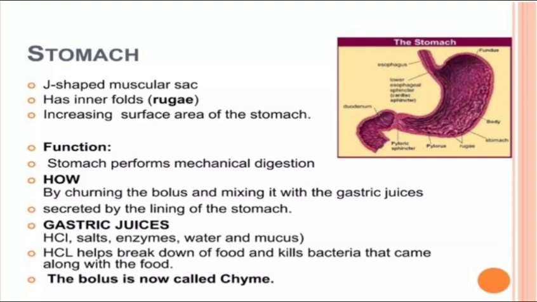Gastric juices: hydrochloric acid, salts, enzymes, water and mucus. Hydrochloric acid helps in the breakdown of food and kills bacteria that came along with the food. The bolus is now called chyme.